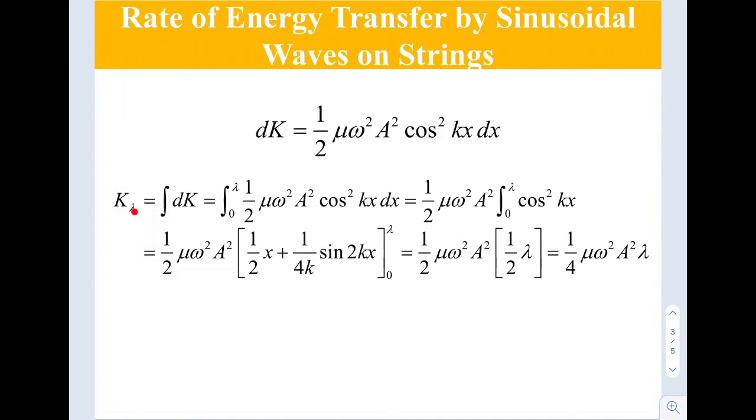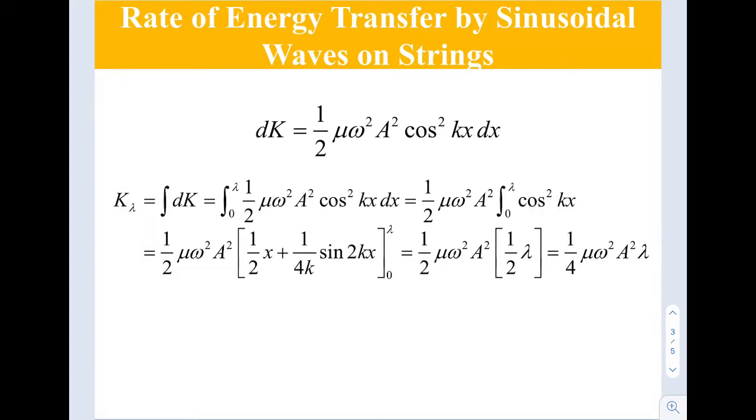If we are talking about one complete wavelength lambda of movement, the kinetic energy should be totaled up. How to total up? We are going to use integration. So integrate this function with the limit from 0 up to 1 lambda, or wavelength, with respect to x. Half mu omega squared a squared are constant, so put them outside. The one that you're going to integrate is actually cos squared kx.